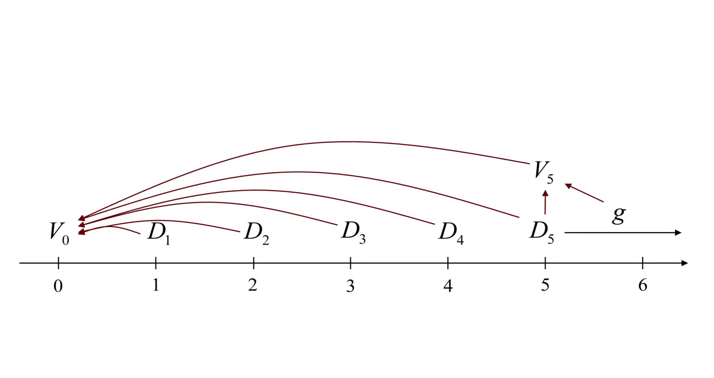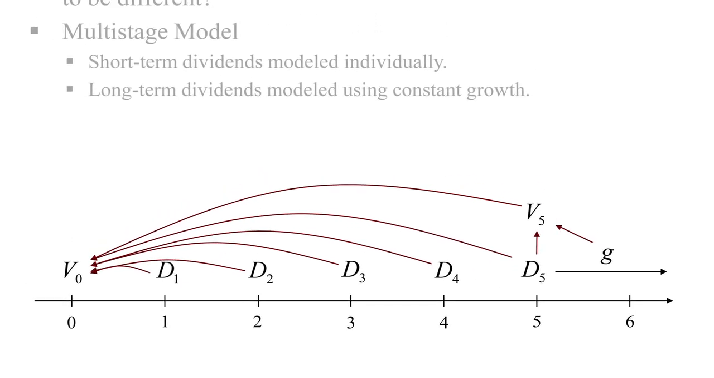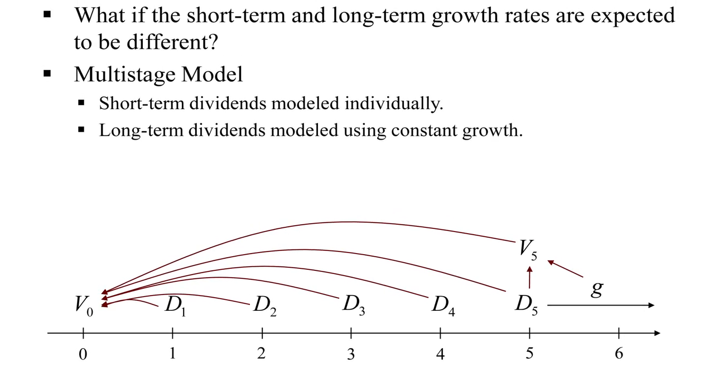So here you see a timeline where I've put 6 years on the timeline, but it really represents all years beyond 6 years too. What if the short-term and the long-term growth rates are expected to be different? In other words, over the short term, the first, say, 3 or 4 years, the stock's dividends will grow in a lumpy manner. Well, then we can model those dividends individually, as you see on the timeline here. D1, D2, D3, D4, and D5 all represent values that we've made a specific forecast of.